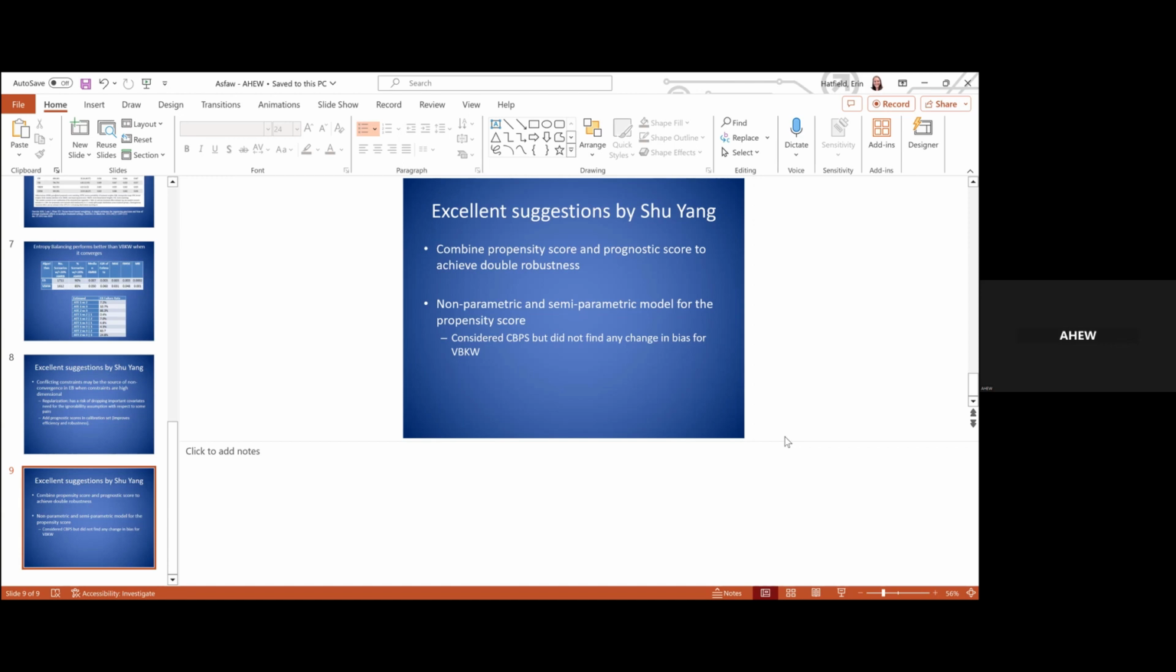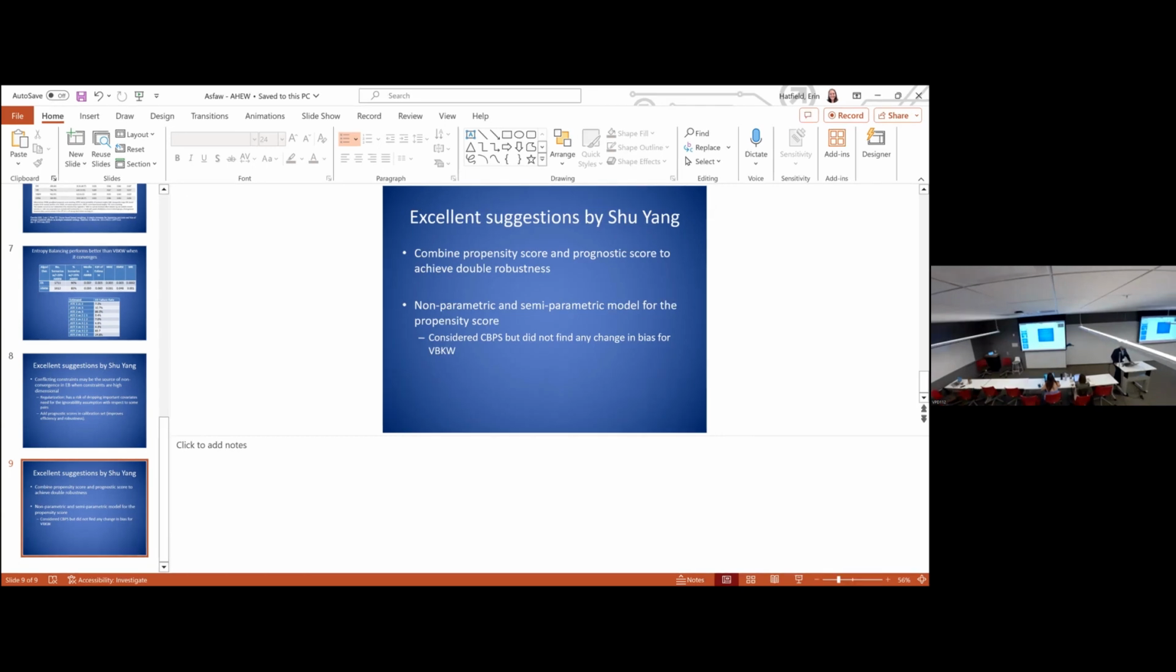Yeah, I think I can respond to the previous question. Because of entropy balancing weighting, indeed, it only balances the first order moment, but the suggestion is to incorporate the prognosis score, and then it will balance everything. So I think the augmented one is much better.